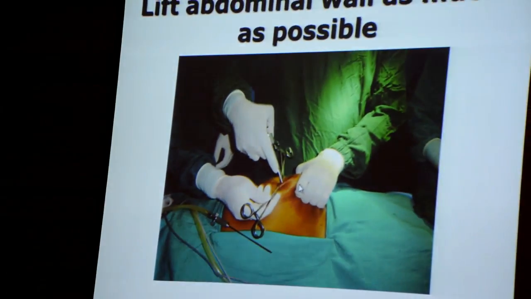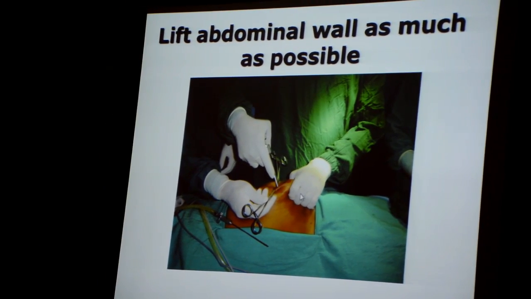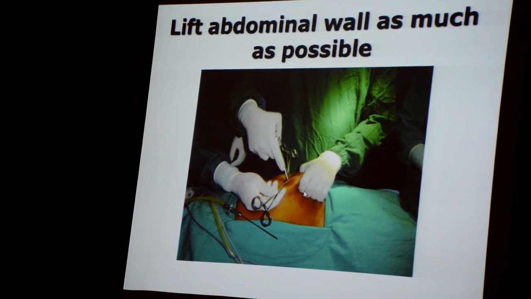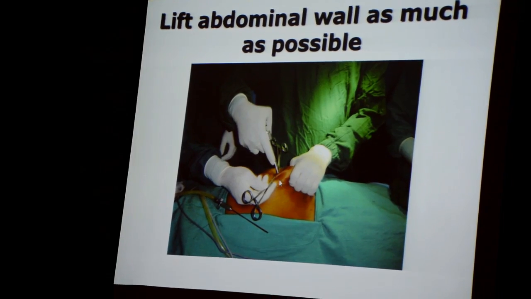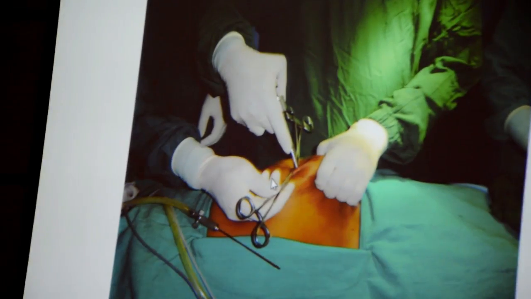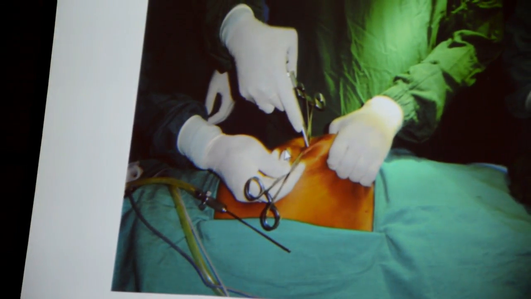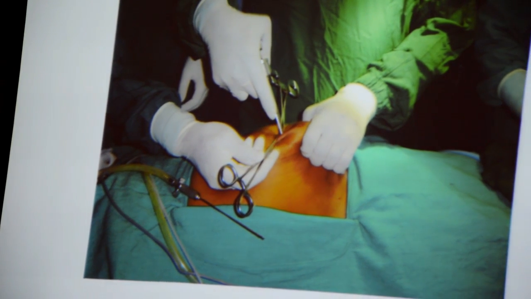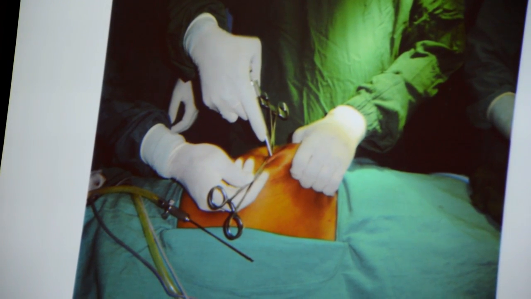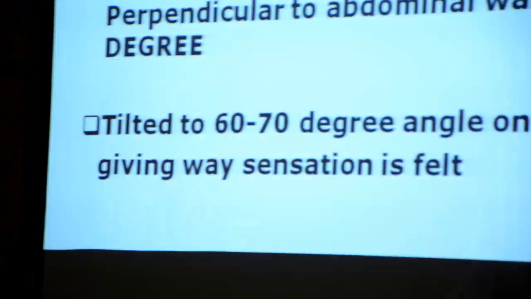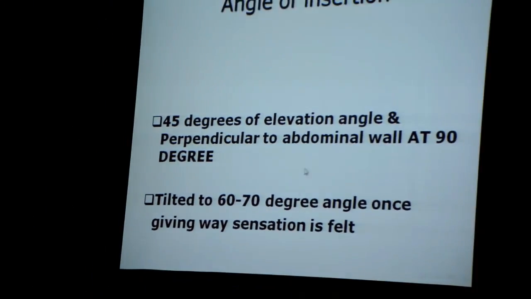Of course, we should lift the abdominal wall as much as possible and make it 45 degrees. And once the trocar is giving way, we decrease the angle so that the trocar passes immediately behind the posterior abdominal wall. This is what we're talking about.